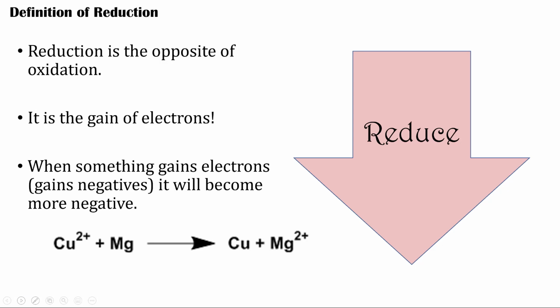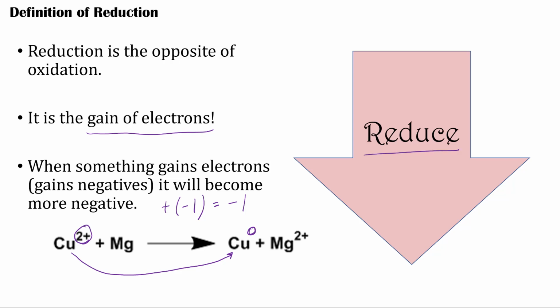All right, and then the opposite of oxidation is reduction. And reduction is the gain of electrons. And so when something gains negatives, it becomes more negative. So we're looking for the oxidation number, again, we'll go over that in a minute, to go down. So here we have copper being +2, and then over here we have copper being 0. There's no charge shown. So that means that it went down and it was reduced. So reduce literally means to go down. And so that's what you're looking for. You're looking for the oxidation number to go down.